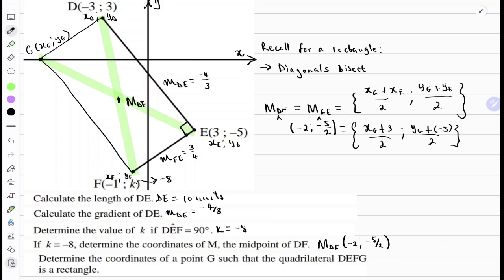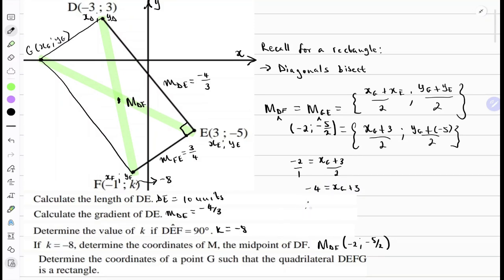Let's start with the x coordinates. We can say minus 2 should be equal to (xg plus 3) over 2. So we can cross multiply. So this here is negative 4 should be equal to xg plus 3. So therefore xg should be equal to negative 7.